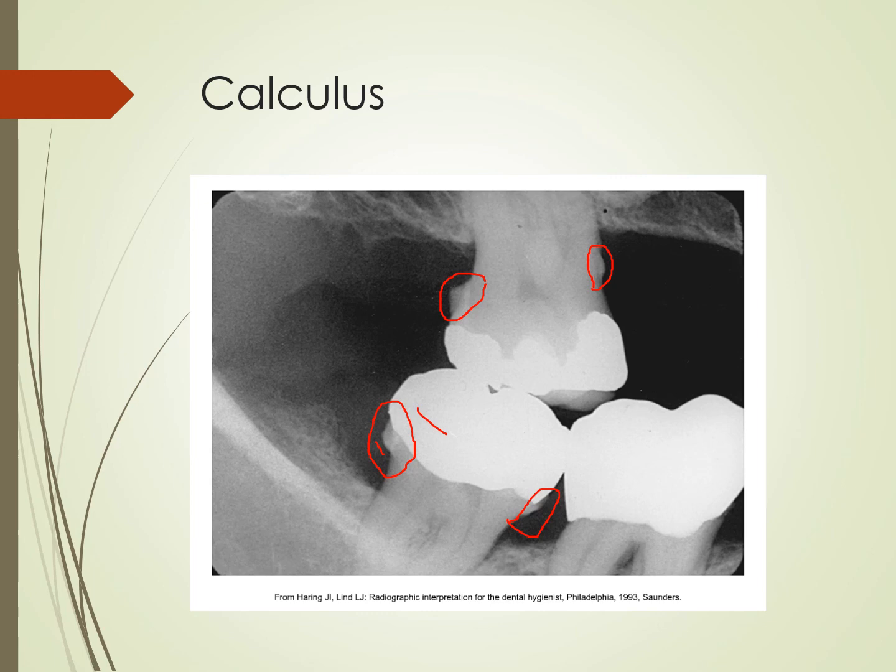We'll talk about how to feel calculus with a vertical stroke, and how to discern the difference between a crown margin and calculus with a vertical stroke. But if you want to get this calculus right here, this piece right here, you do a horizontal sweep across the back of that tooth, and you're going to get that calculus, okay?